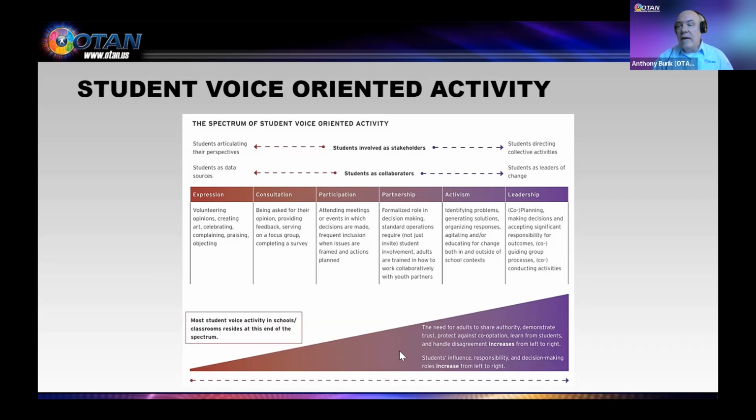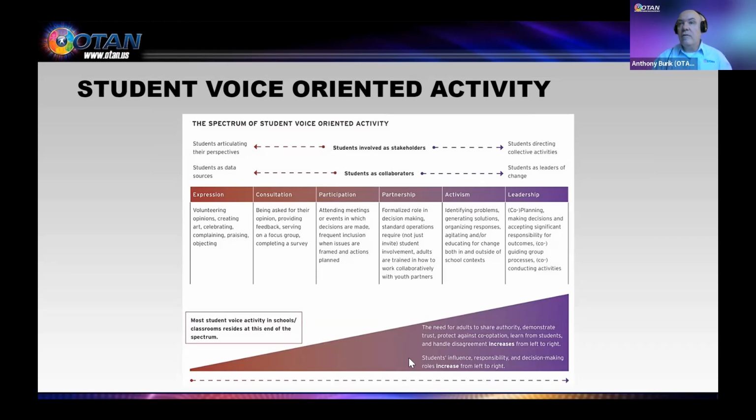The note in the bottom right-hand part of this graphic says the need for adults, so in this case, think about teachers, administrators, program staff, the need for adults to share authority, demonstrate trust, protect against co-optation, learn from students, and handle disagreement increases from the left to the right. So the adults in charge are going to have to do some things to actually move students along this spectrum from left to right, okay?